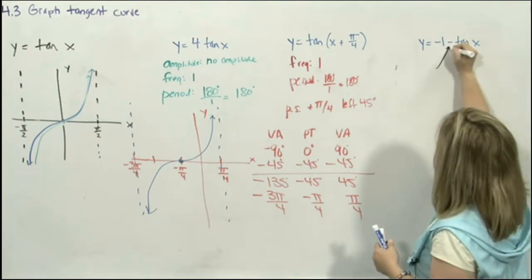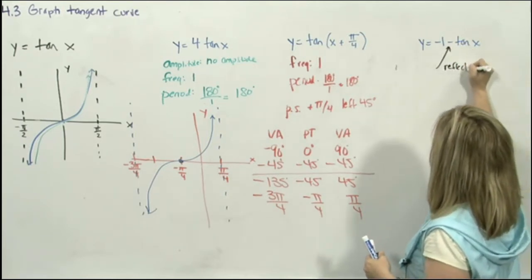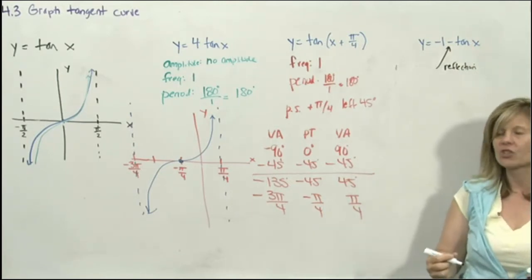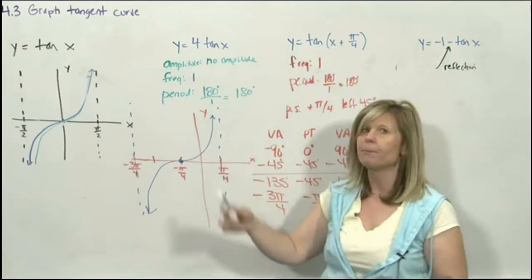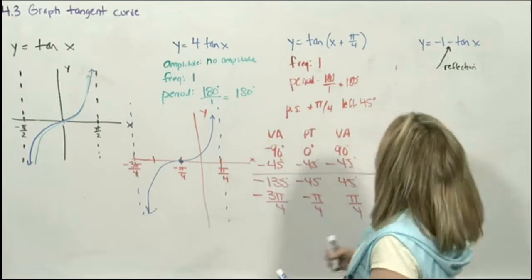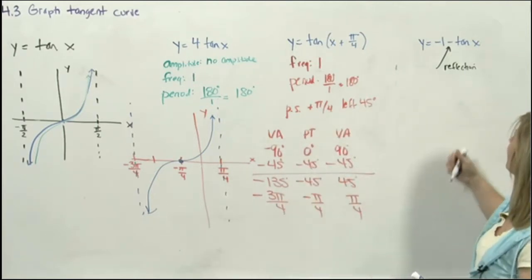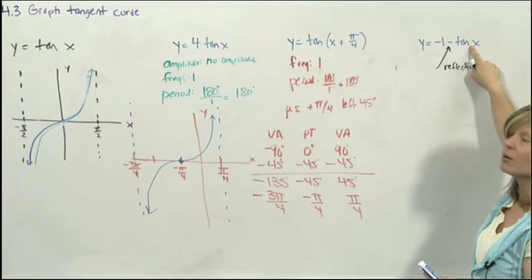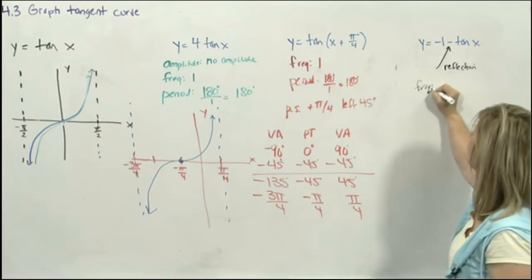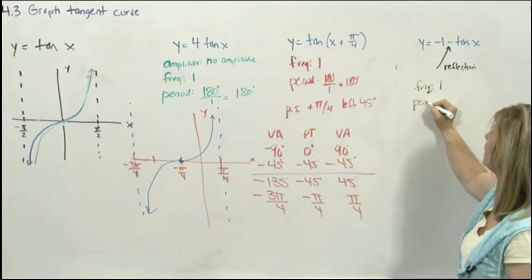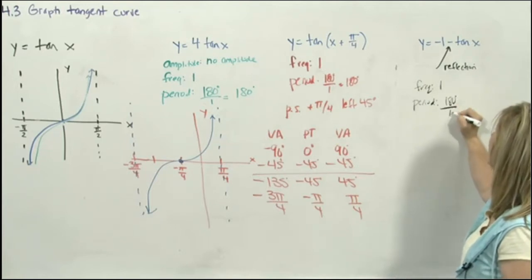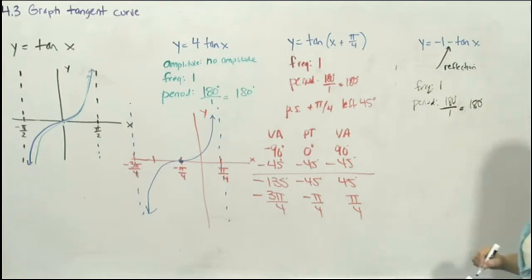But this negative means our picture is going to be a reflection. A reflection is a mirror image. So instead of tangent going up, if we look at it as a mirror image, it's going to go down. Okay? Now, do we have a frequency? Sure. Our frequency here is 1. If our frequency is 1, our period is going to stay how many degrees? Good, it's going to stay 180. 180 divided by 1 is 180.